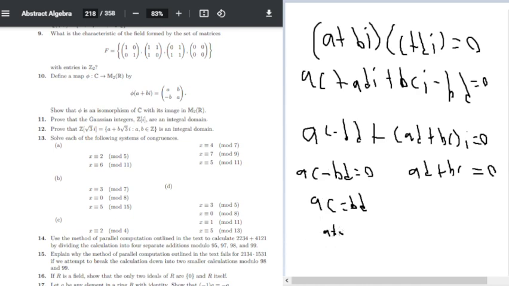So a is not equal to 0, which gets us that c is equal to bd over a. And plugging that in here gets us ad plus b squared d over a equals 0. Which gets us that by the distributive property, a plus b squared over a times d is equal to 0.